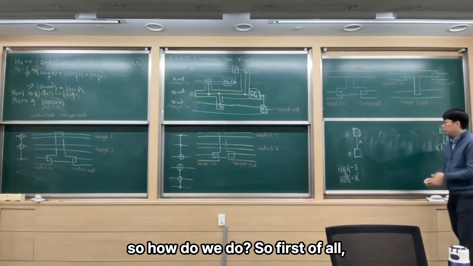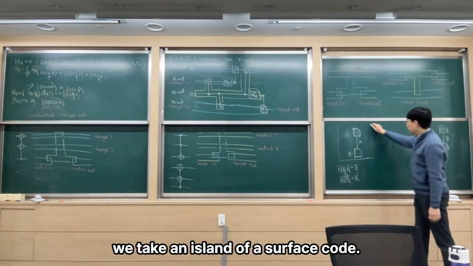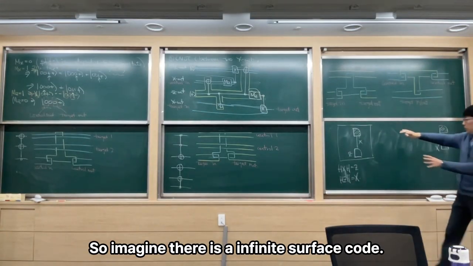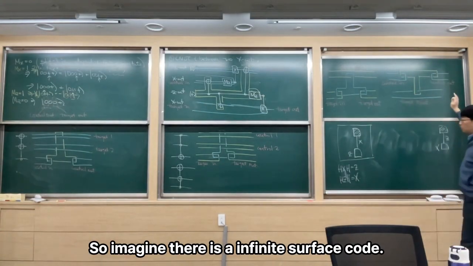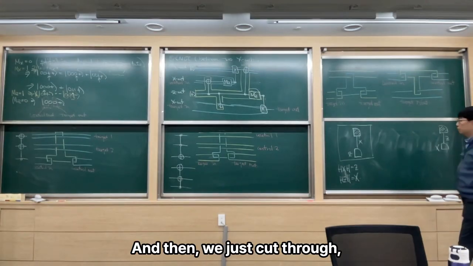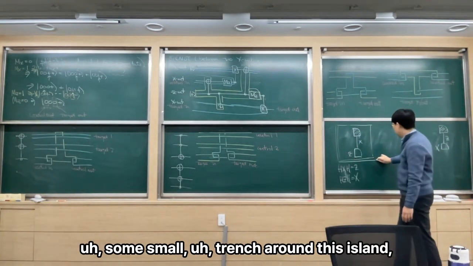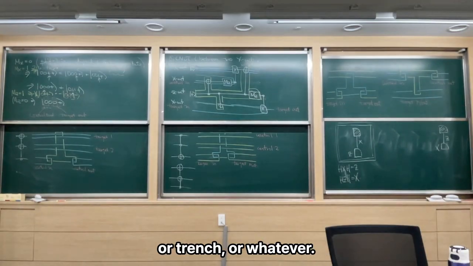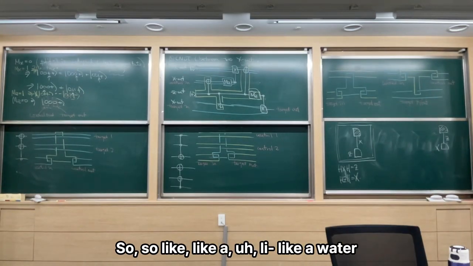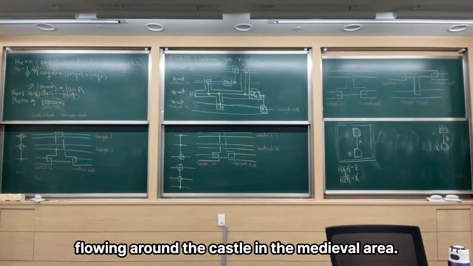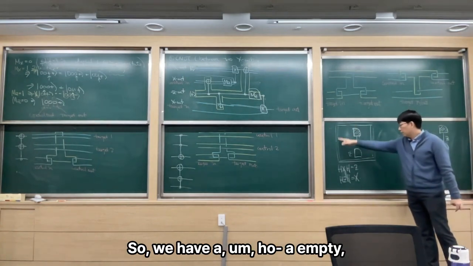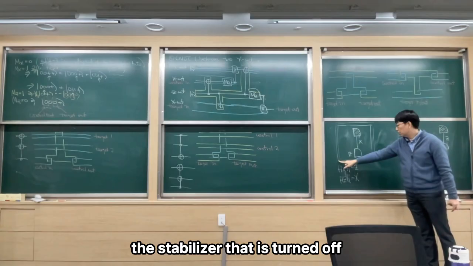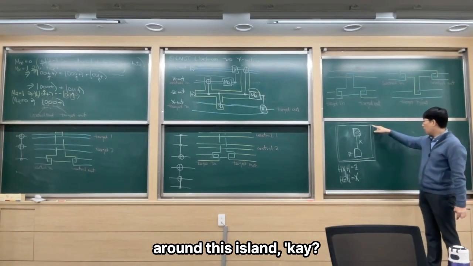All right, so how do we do it? First of all, we take an island of a surface code. Imagine there is an infinite surface code on this board, and then we cut a small trench around this island, like water flowing around a castle in the medieval era. So we have the stabilizers turned off around this island.